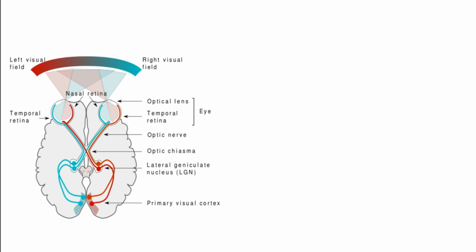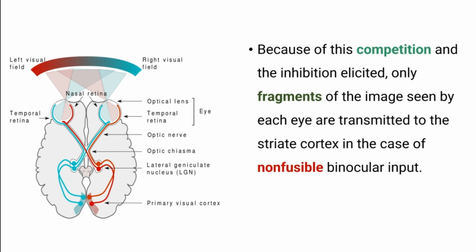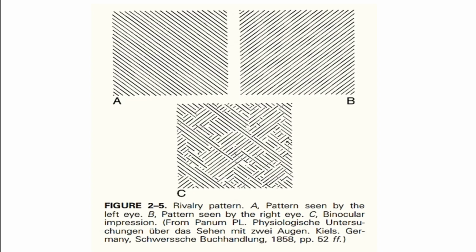As a matter of fact, this competitive interaction occurs not only in the visual cortex, but it continues at several afferent levels of the visual pathway, right from the retina to the visual cortex. Because of this competition and inhibition of one another, only a fragment of the image seen by each eye will be transmitted to the striate cortex in case of a non-fusible binocular input. So I hope that is clear, right?